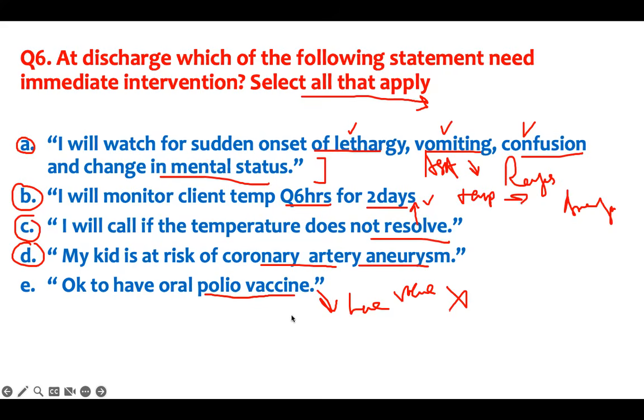And this is everything about Kawasaki. Kind of questions they're going to ask you: the pathophysiology, the content, the comparison between other fevers, and the clinical management and implication. I hope you understand.